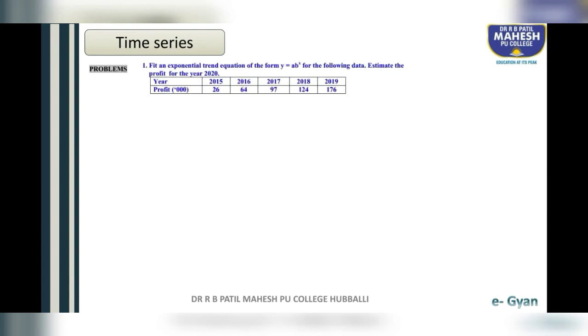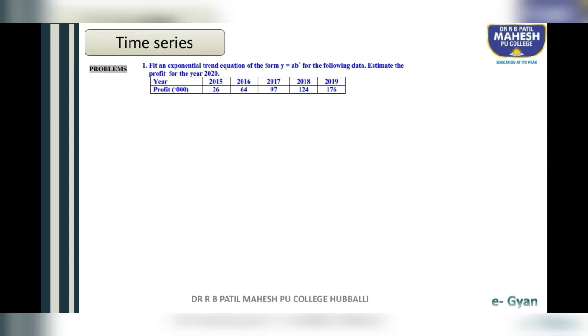The first example is: fit an exponential trend equation of the form y equals a b raised to x for the following data and estimate the profit for the year 2020. In the first column, students, the year is given from 2015, 2016 up to 2019. The second column is profit in thousands. For 2015 the profit is 26,000. The year 2016 profit is 64,000. Like this, for the year 2019 the profit is 176,000.